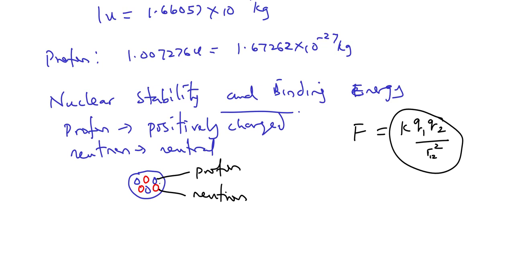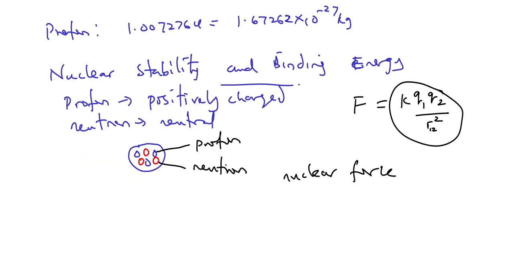Now, the reason why we have a nucleus and the protons are not scattered is because there's another force that holds the protons together. We call that force the nuclear force. It is the force that holds the protons and the neutrons together. So it is not a force that is just for charged particles.